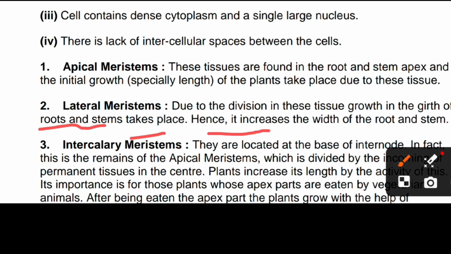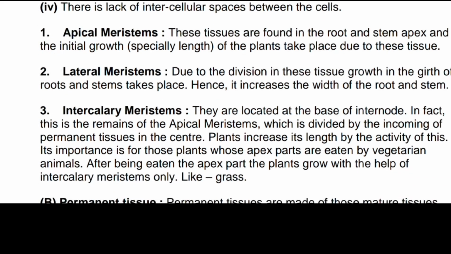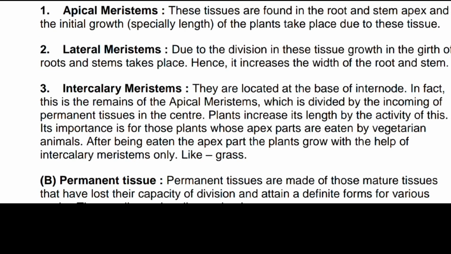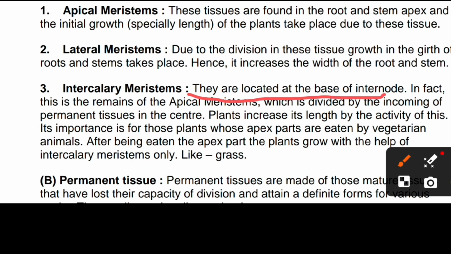They may ask in the exam, which meristem increases the width of the root and stem of the plant? The answer is lateral meristem. Next, intercalary meristem. They are located at the base of the internode. They may ask in a question which meristem is located at the base of the internode; it is the intercalary meristem.